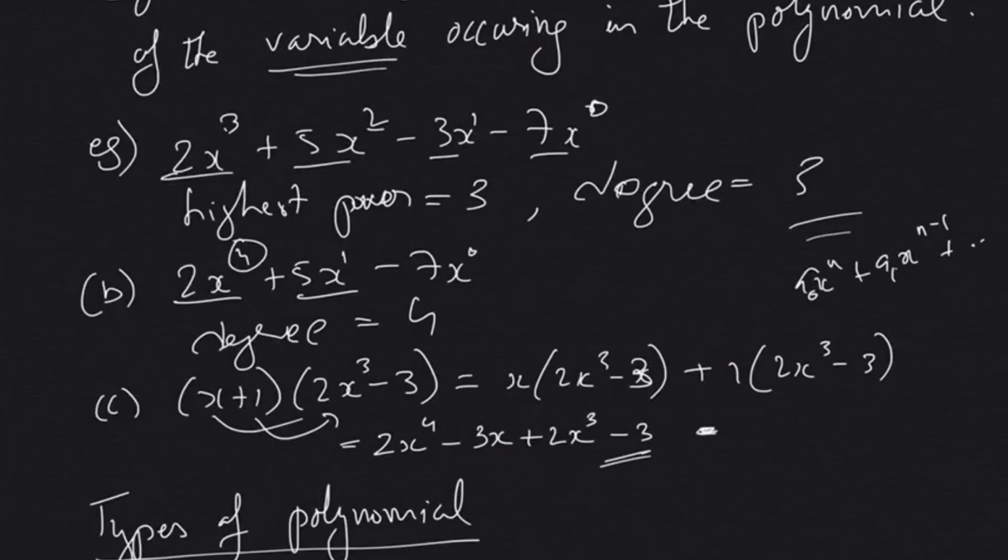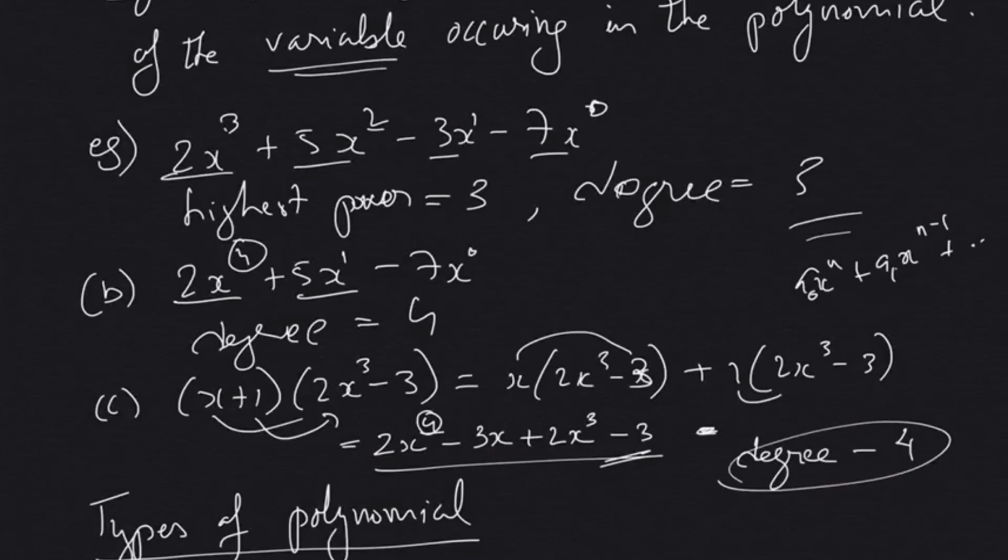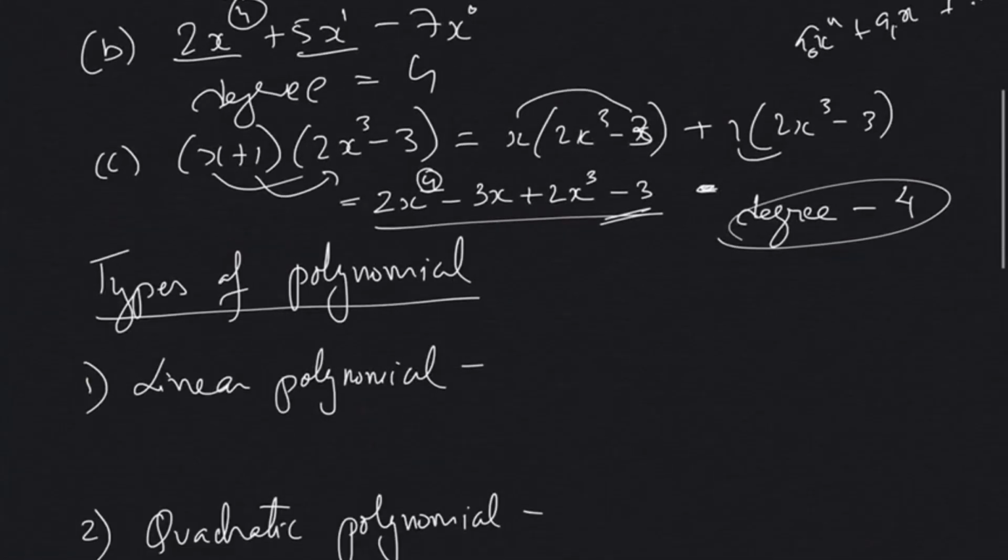So this is in the standard form of a polynomial after multiplying. That is, 2x cubed into x is 2x power 4, minus 3x, plus 2x cubed, minus 3. Here we can clearly see that the highest power is 4. So the degree of this polynomial will be 4. Now, keeping in mind the degree, we'll move on to the next topic, that is types of polynomials.